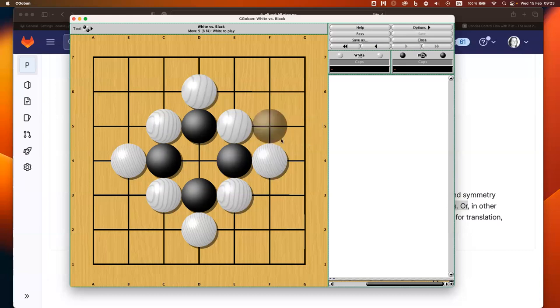This white stone has 1, 2, 3. If I place a white stone in the middle, the four black stones get captured. Can I place a black stone in the middle? No, I cannot, because then it becomes a single group, and that single group doesn't have any degrees of freedom and cannot breathe, right? So the black stone here is an illegal move, but the white stone here is a legal move.